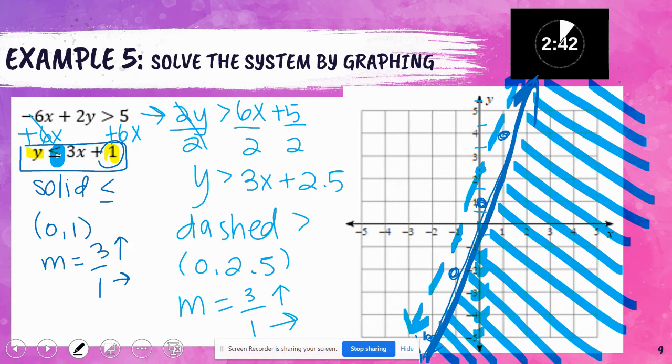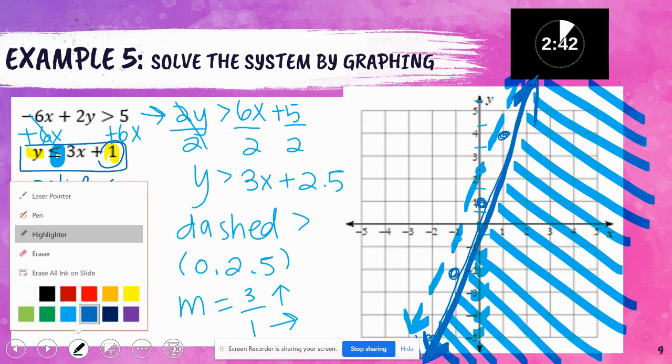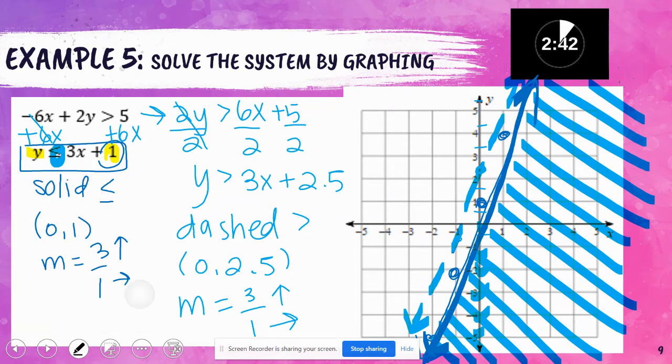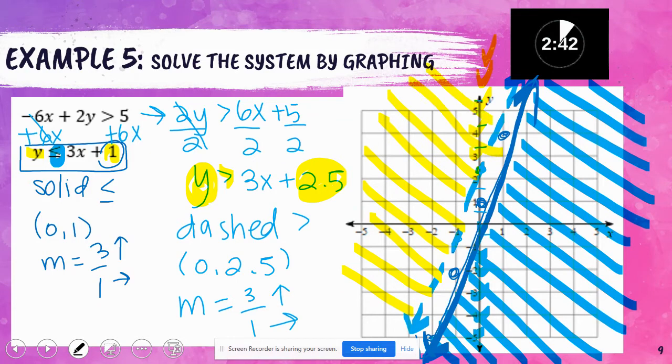And we can see that we have some parallel lines. But we need to check the shading. So the shading on the dashed equation tells us that we need to find a y value that is larger than our y-intercept, which is 2.5. So like 3 would work, 4 would work, 5 would work, anything in the upwards direction would work. So we want to shade towards those values.